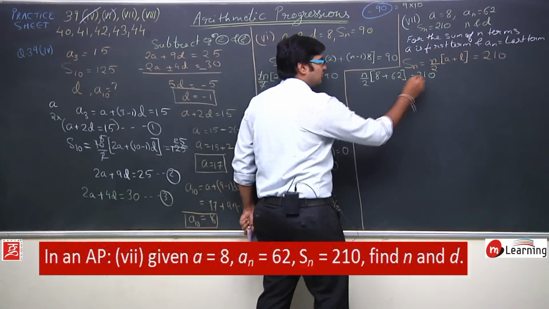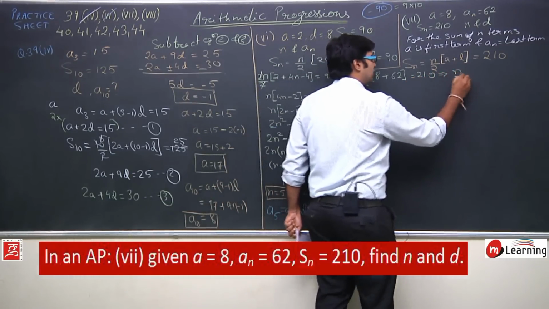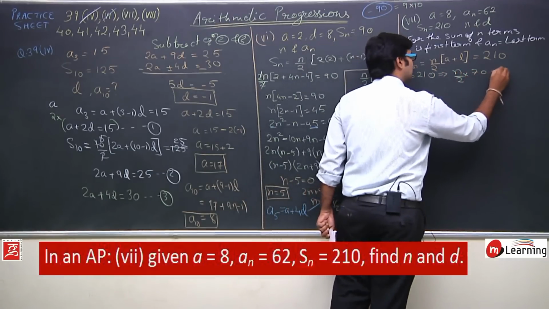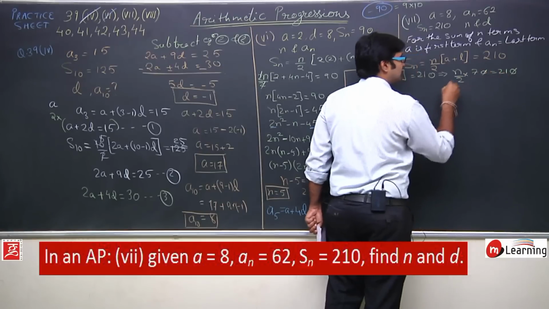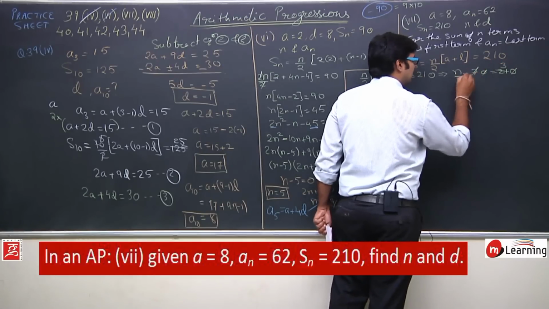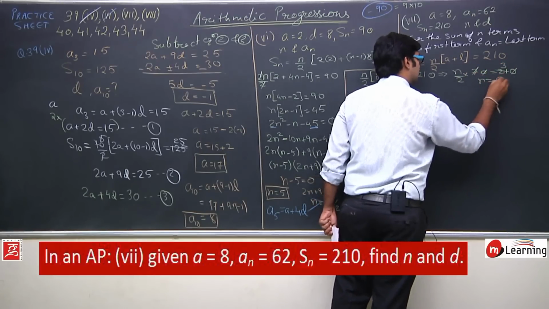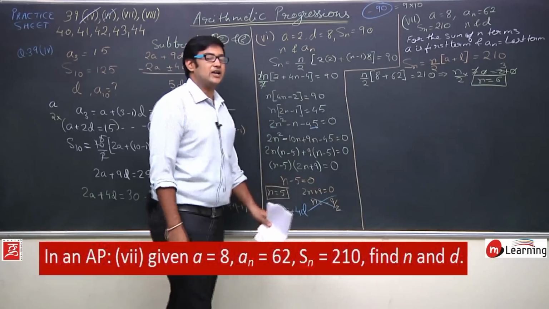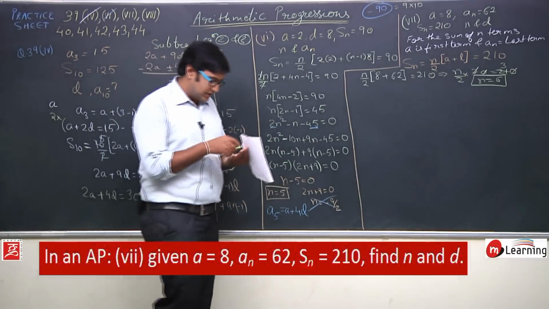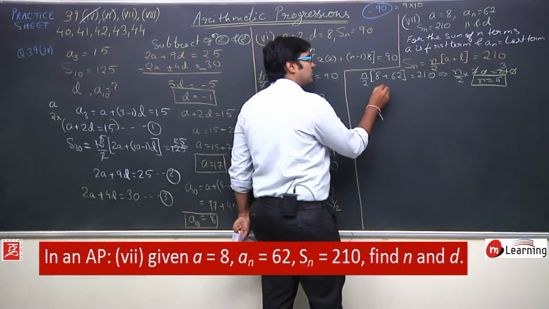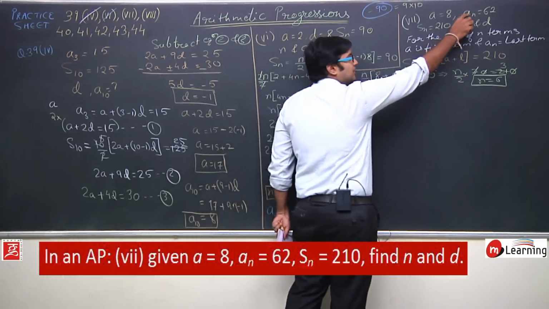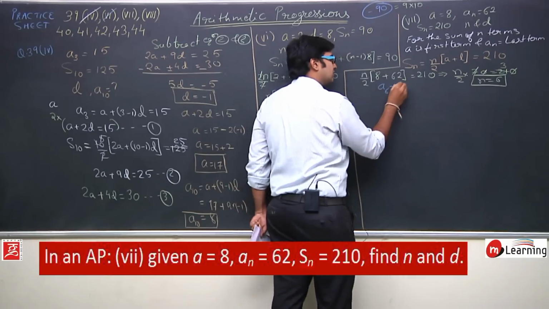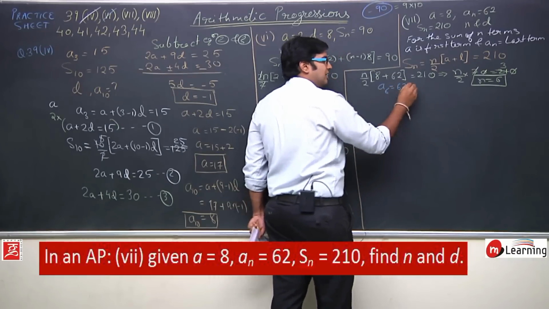Now this will give you n by 2 into 62 plus 8, which is 70, equals 210. So this 0 and 0 will get cancelled, this will be 3, and 3 into 2 is 6, so n is equal to 6. Now we have the value of n as 6, can we calculate the value of d also? Yes, very easily. How? Because an is equal to 62 and the value of n is 6, meaning a6 is equal to 62.